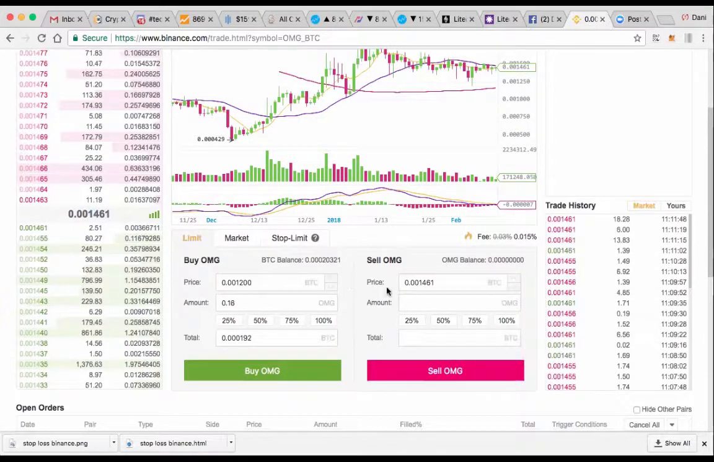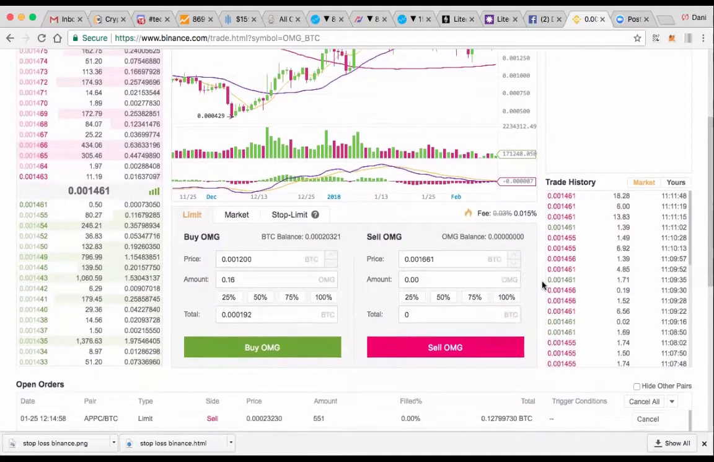If I wanted to set a limit order and say when it hits 0.661 Satoshis, which goes up to that, then sell 100% of my OMISCO. And I would set that sell, and it would sell when it reaches that price.